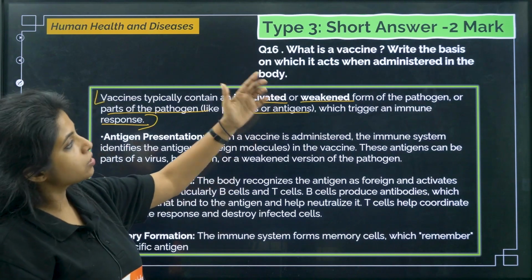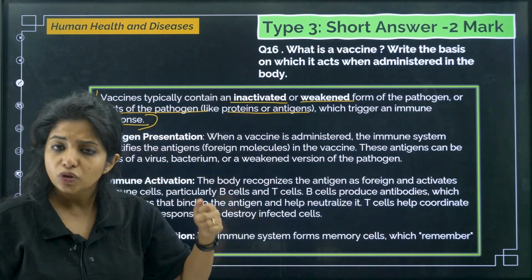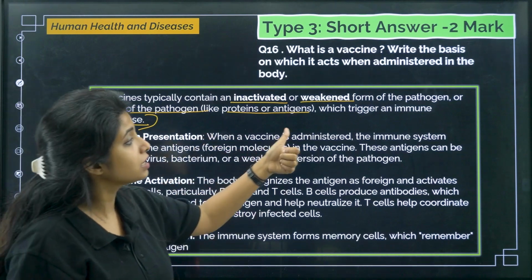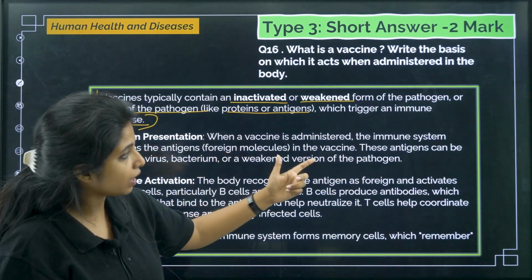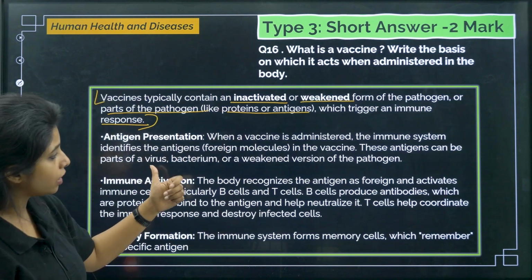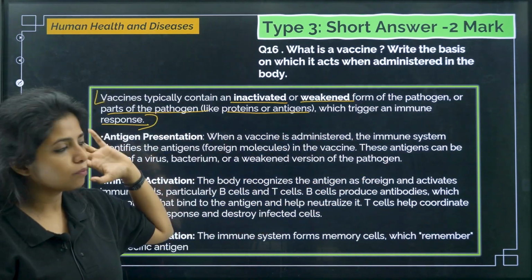Now, the next question is, write the basis on which it acts when administered in the body. How does it act? So the first thing is antigen presentation. When the vaccine is administered, the immune system identifies the antigen in the vaccine. This antigen can be a part of a virus, bacterium, or a weakened version of the pathogen. So you already told it, you don't have to mention that again.